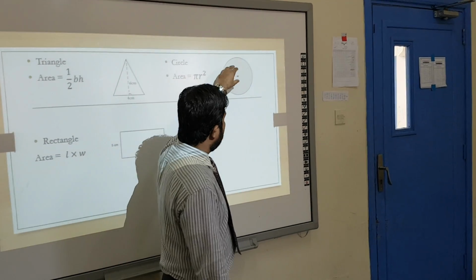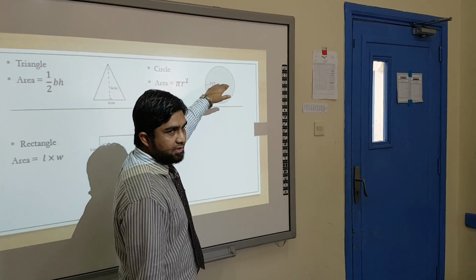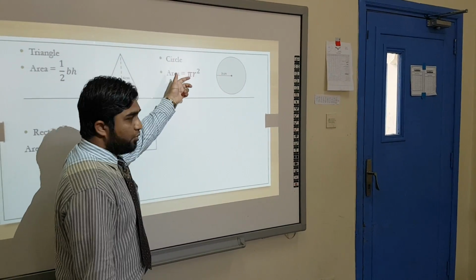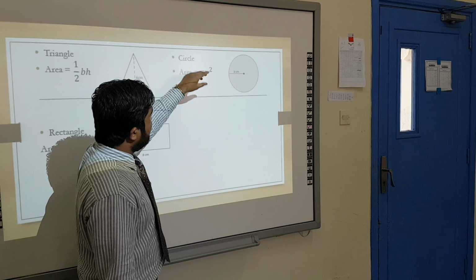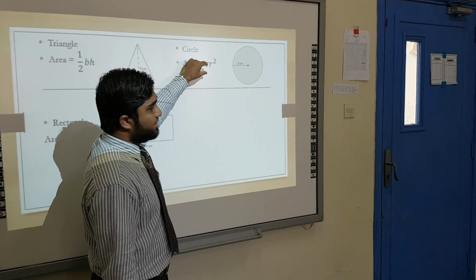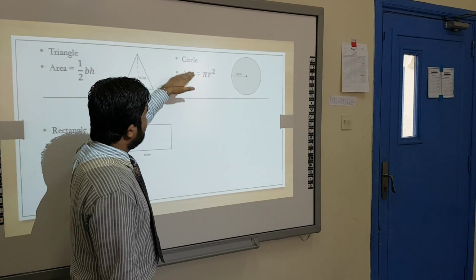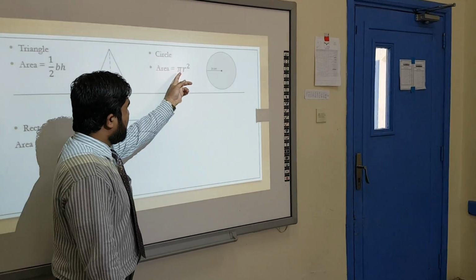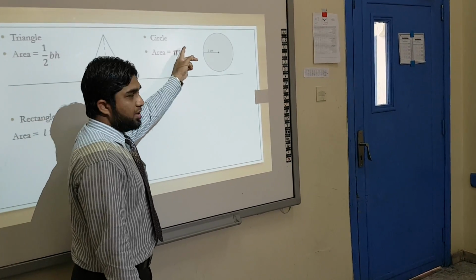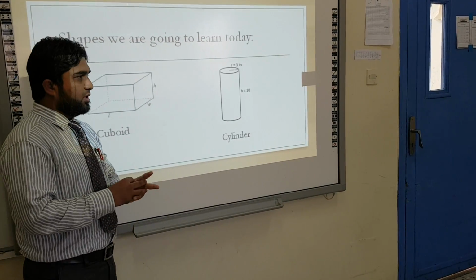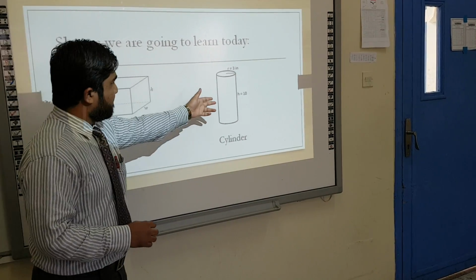As we see, the circle has a radius. So if we have the value of radius, we can multiply it with a constant value that is called pi to find the area. The formula to find the area of circle is pi multiplied by r to the power 2. Now, today we are going to learn about these two shapes.